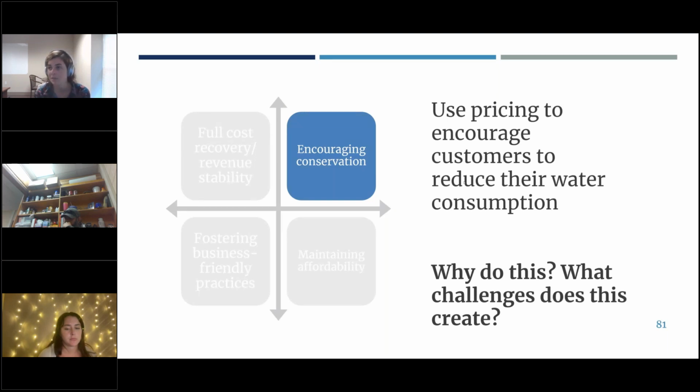In North Carolina, we had a really bad drought in 2007, 2008, and the state more or less required utilities to implement increasing block rates during that time of extreme drought, because it provided that pricing signal. It basically encouraged people to use less so that we could navigate that drought in a state that's otherwise water rich. Of course, this does create some challenges. I mentioned this before.